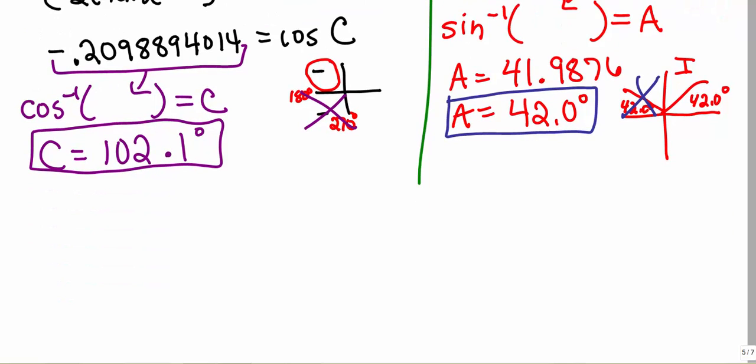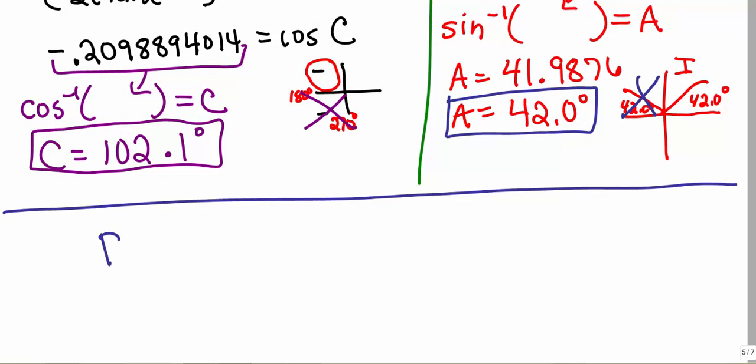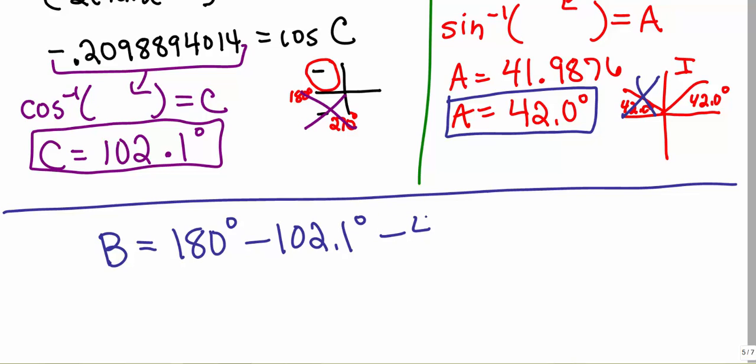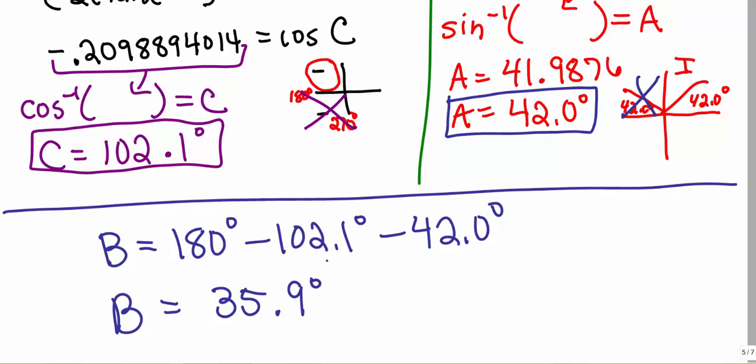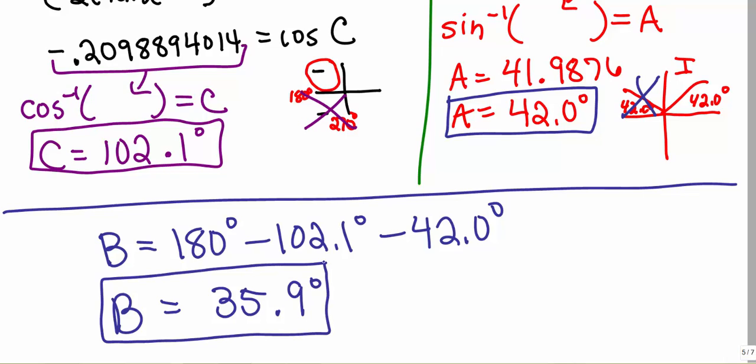All right, now that we know two angles, we can find the third angle B by just subtracting from 180. So 180 minus 102.1 degrees minus 42.0 degrees. We find that angle B is 35.9 degrees. Okay, now we have all three of our angles. We start by using the law of cosines first, solving for the largest angle, then use the law of sines to solve for either of the other two, and then lastly, solving for the third angle, simply subtract from 180.